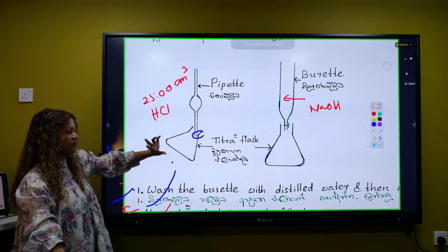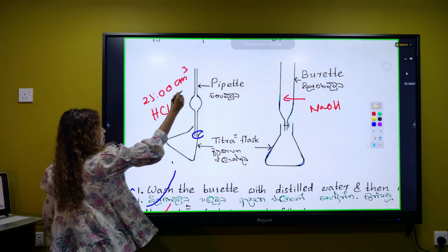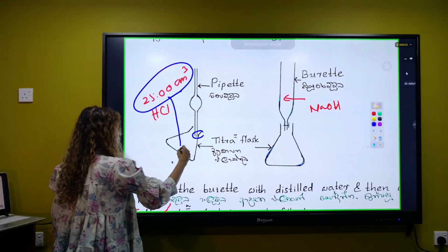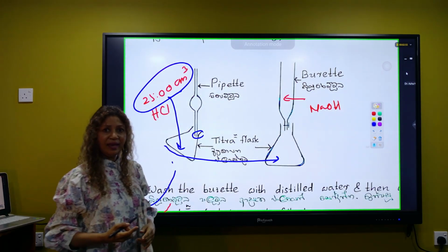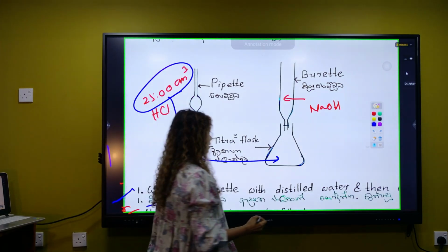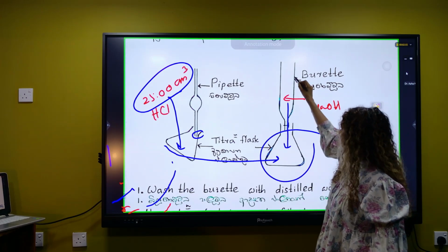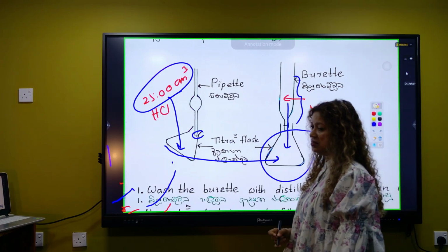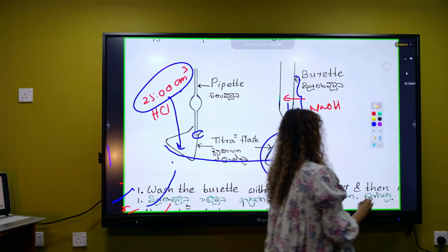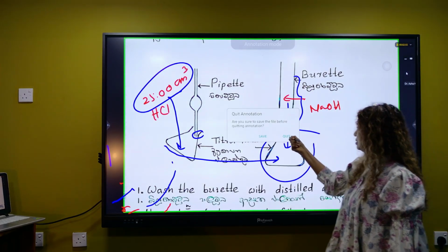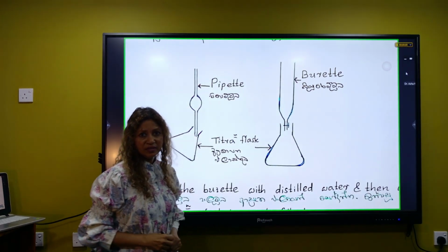Usually we say to keep it for 10 seconds and then take the pipette out. Then you have exactly 25.00 cubic centimeter of solution here. Then you keep it here and add an indicator to it. Then you titrate with sodium hydroxide. At the end point, you get the burette reading. So these are the very simple, very easy initial steps of titrations.